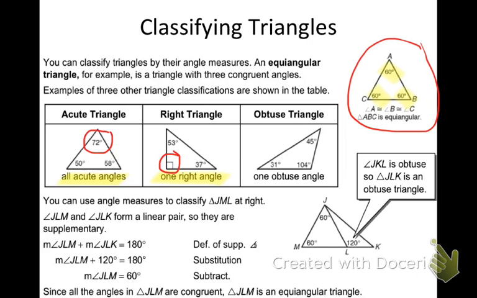Why does a right triangle not have 2 right angles? Is it possible to have 2 right angles and be a triangle? No, because it would not be a triangle then. Okay? And then an obtuse triangle has 1 obtuse angle, or the largest angle would be an obtuse angle.